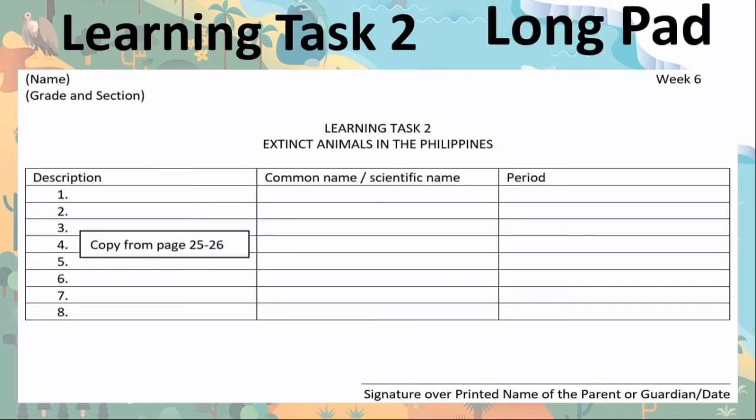For learning task 2, complete the table to become familiarized with the extinct animals in the Philippines. Identify their common names and scientific names, as well as the period they belong to. You can find the common names and scientific names on page 25.